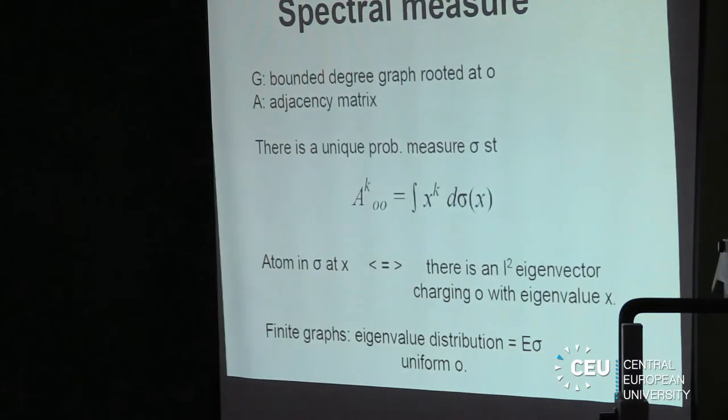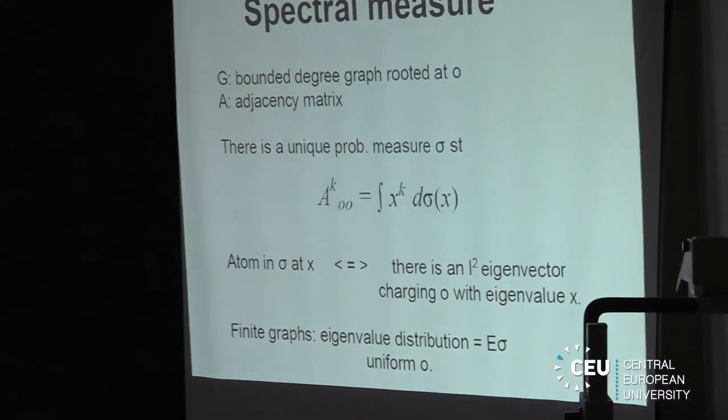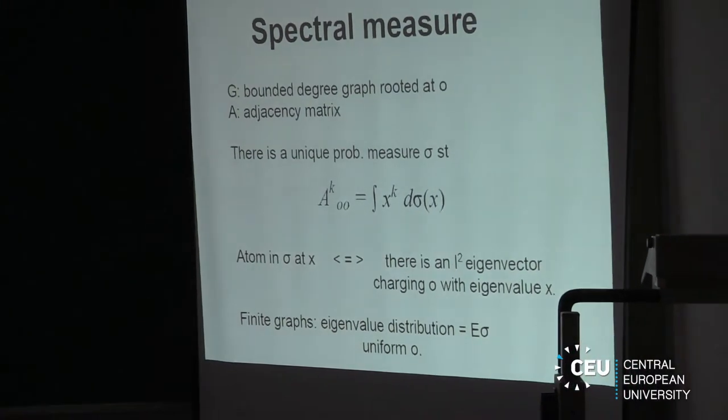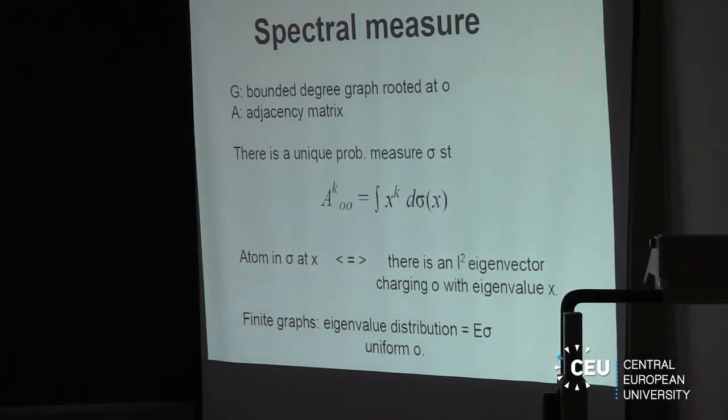Okay. So how do we study these eigenfunctions and eigenvectors? One of the nice tools is called a spectral measure. It's a measure that you associate with a graph and a vertex, or generally an operator and a vector. If you learn the spectral theorem, it's easy to define, but I don't assume that you all know the spectral theorem. So here is the definition.